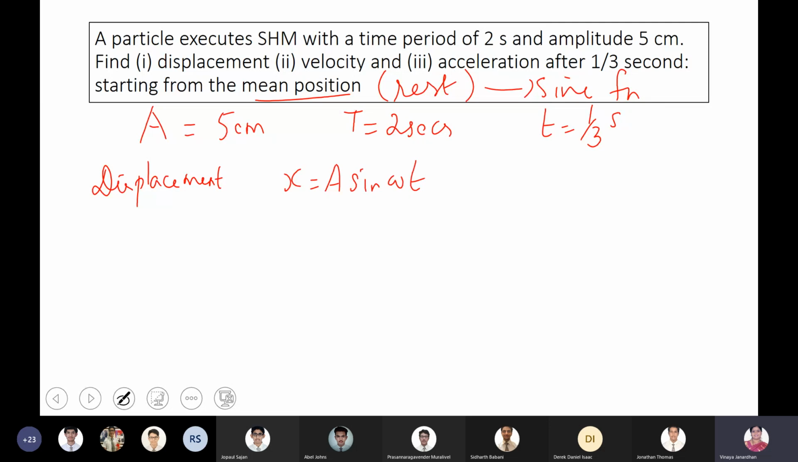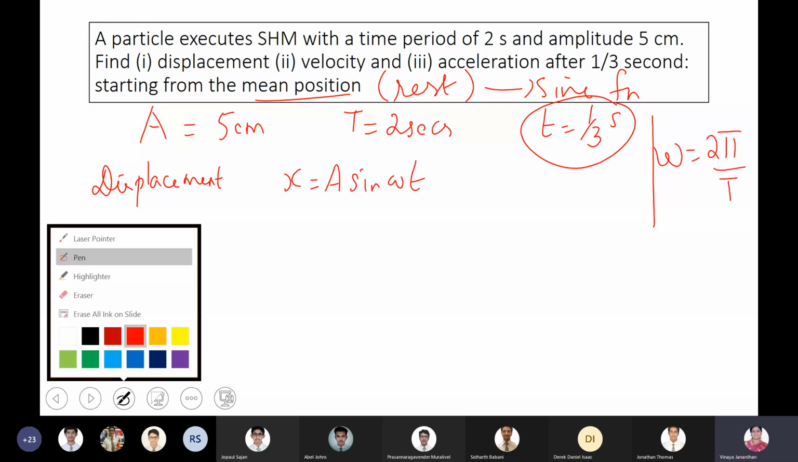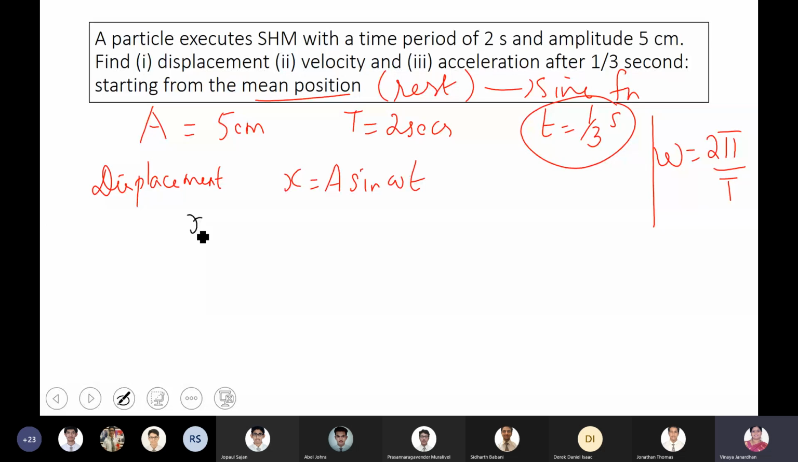Now I have to find the displacement after a time of 1/3. The value of A is given. The value of t is given. What is not given? Omega is not given. So how should I write omega? You know omega is equal to 2 pi by T. Correct? So now you substitute. x becomes equal to A sine, what is omega? 2 pi by T into t.